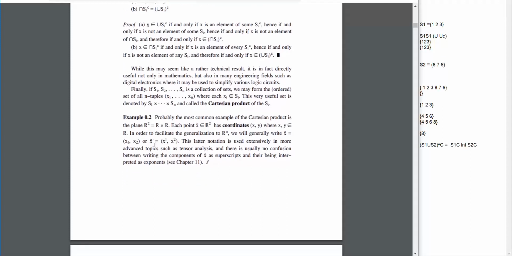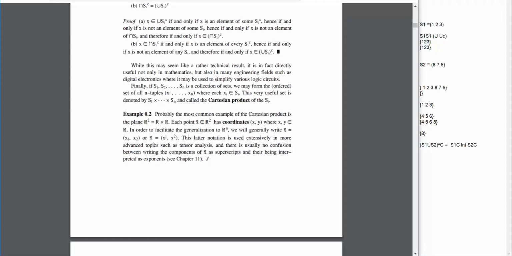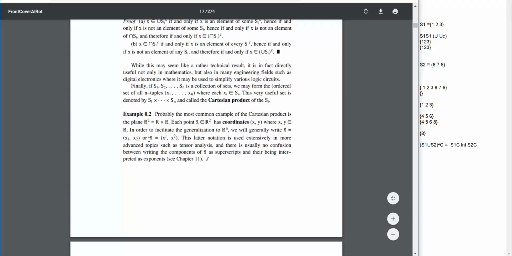Probably the most common example of the Cartesian product is the plane, the real number square, so R multiplied by R. Each point x belonging to R squared has coordinates x and y, where x, y belong to R. In order to facilitate the generalization to Rn, we will generally write x equals x1 up to x^n, with the index as a superscript. Only the latter notation is used extensively in more advanced topics such as tensor analysis. There is usually no confusion between writing the components as superscripts and interpreting them as exponents.